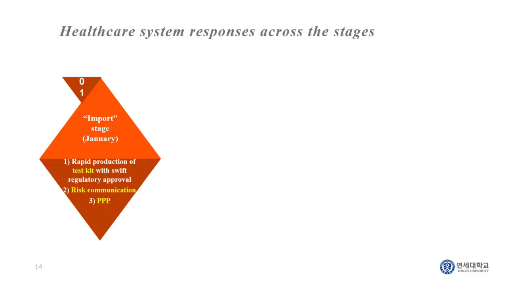Let me explain the healthcare system response across the stages. At stage 1, we made the test kit rapidly. By using several channels, the government kept sending messages urging preventive actions. The Prime Minister created a task force of all government ministries and all regional governments. The government also made a coordinated effort with the private sector.